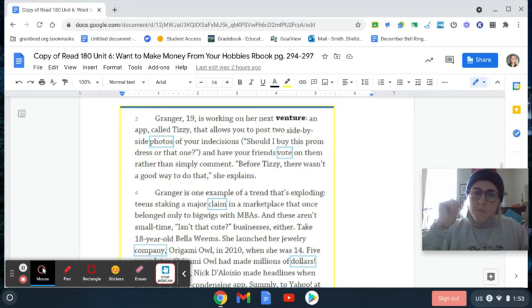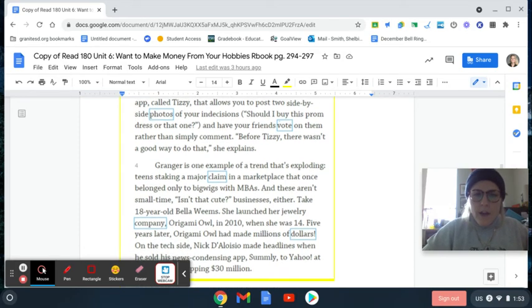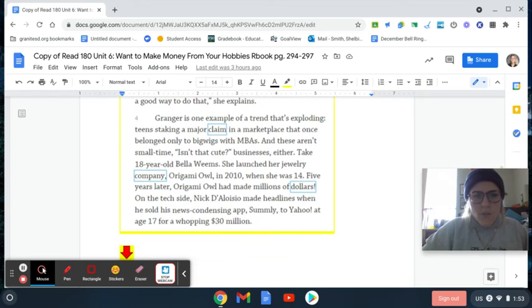Like, should I buy this prom dress or that one? Should I buy this pair of shoes or this one? And then have your friends vote on them rather than simply comment. Before Tizzy, there wasn't a good way to do that, she explains. Granger is one example of a trend that's exploding.